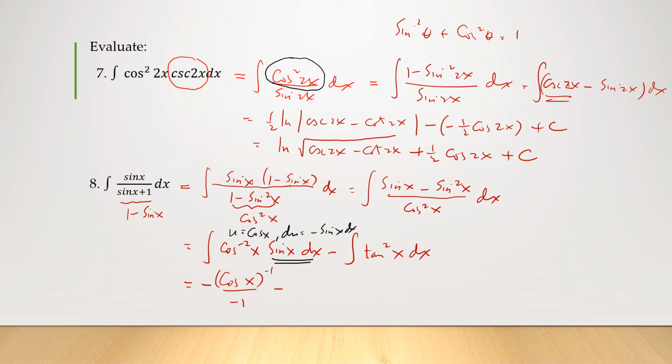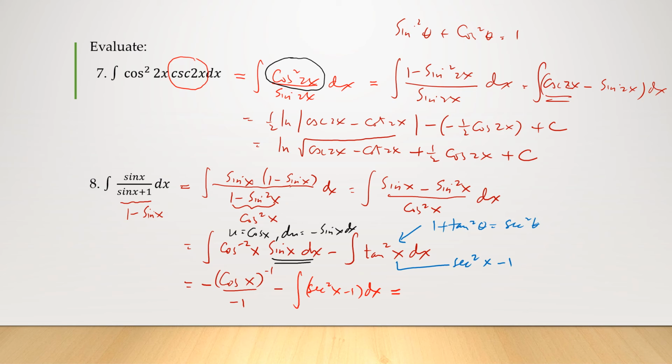Minus. As for tangent squared x, what we do is we apply here an identity from 1 plus tangent squared theta equal to secant squared theta. Your tangent squared x will be equivalent to secant squared x minus 1. Okay, so we integrate secant squared x minus 1 dx.